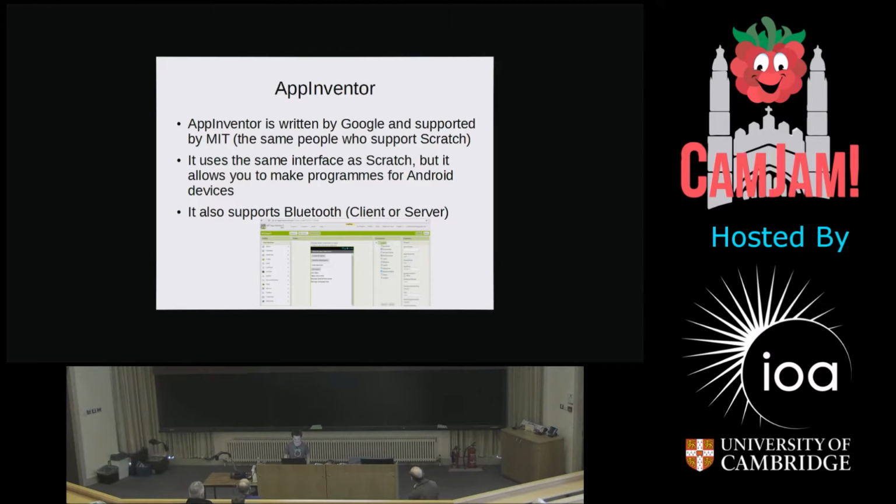App Inventor is written by Google and supported by MIT, the same people who support Scratch. It uses the same interface as Scratch, but it allows you to make programs for Android devices. It also supports Bluetooth client server. So you need to have one device a client, one device a server to get them to talk. And in this case, our tablet is the client.